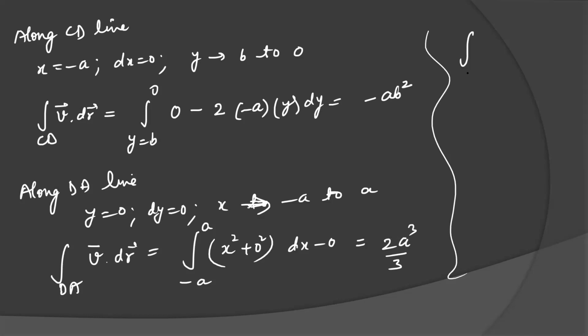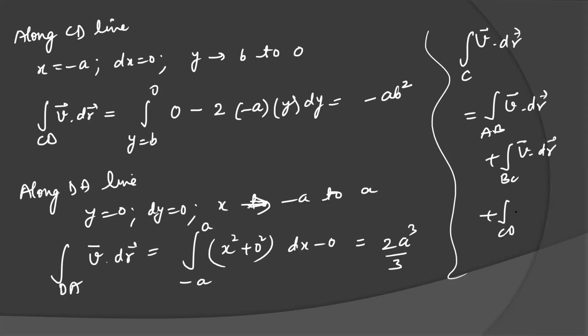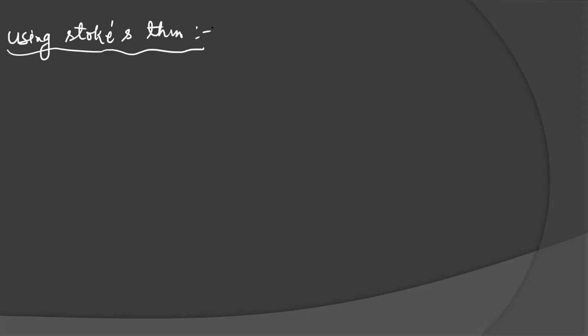So along the entire curve, you have to add all the line integrals: AB V dot dr plus BC V dot dr plus CD V dot dr plus DA V dot dr. You will get this integral equal to minus 4ab square. Now we will use Stokes theorem. Using Stokes theorem, if verification is not asked, you can directly use the result and skip the verification of the line integral. It will take time. If verification is asked, then you have to solve completely.